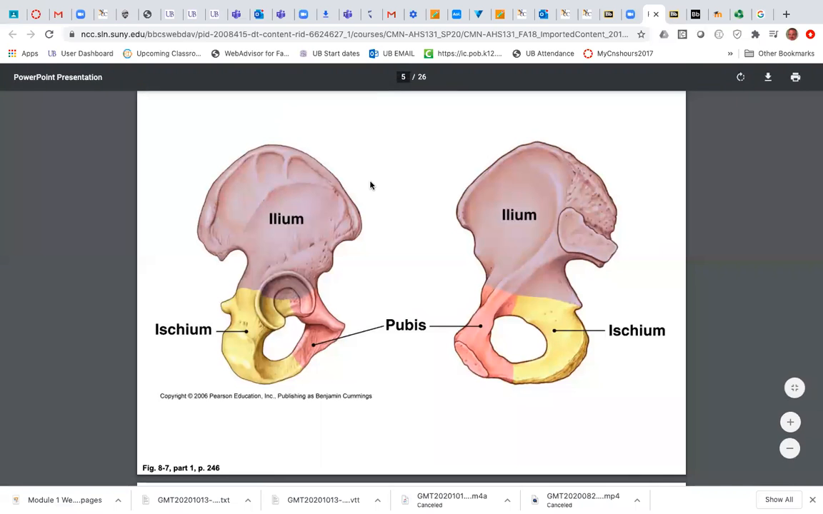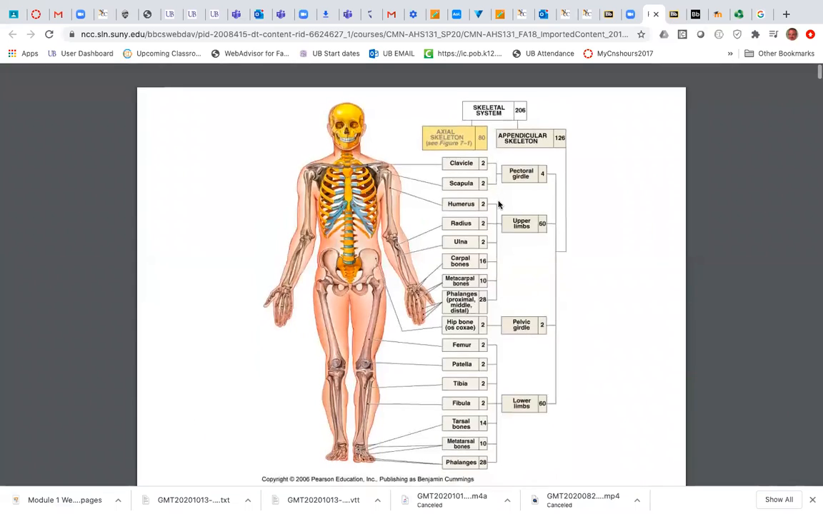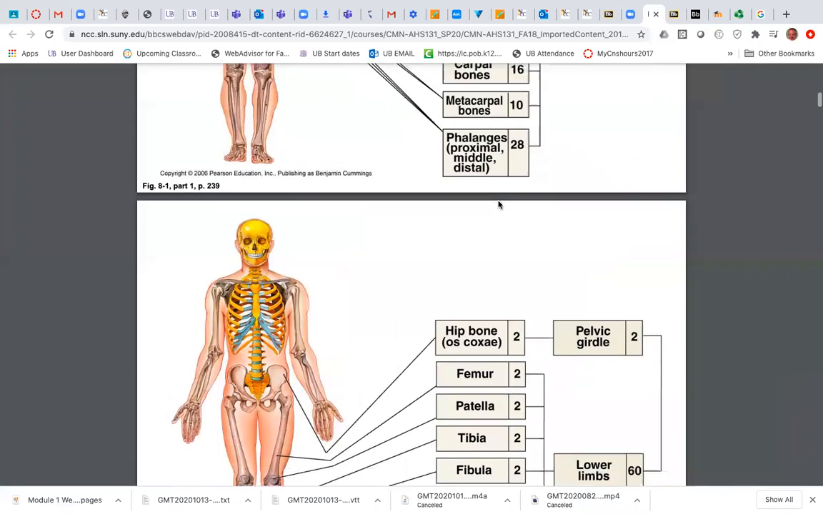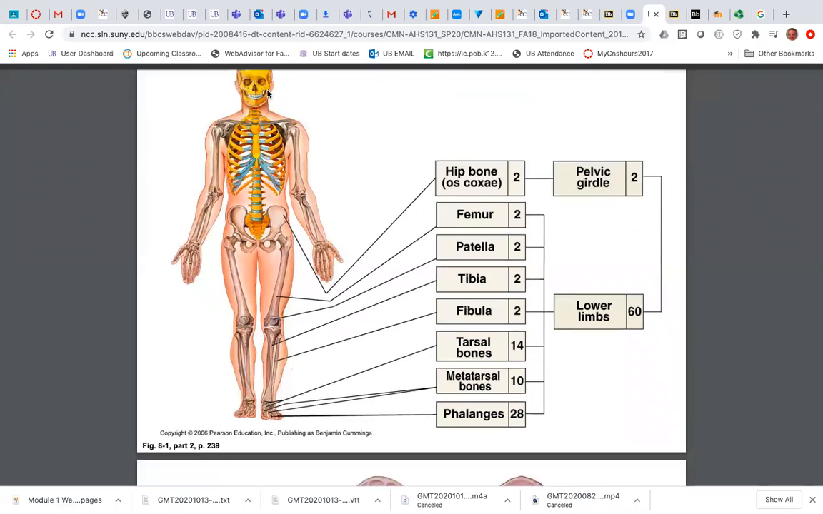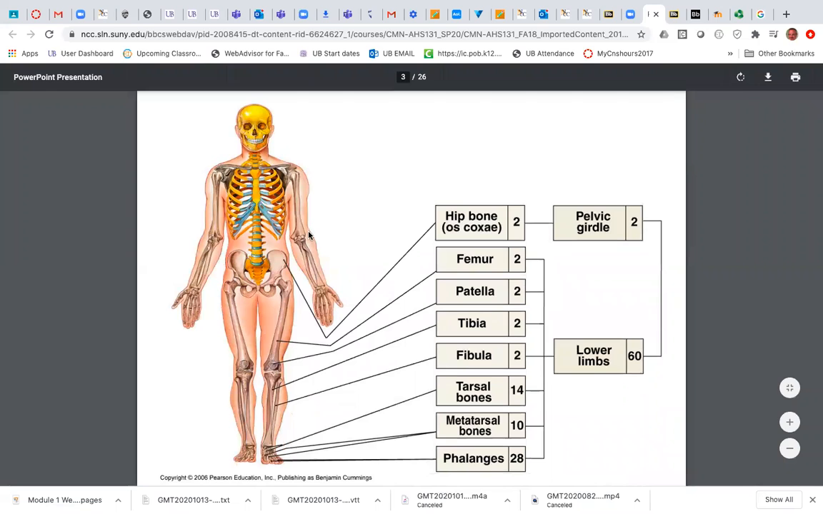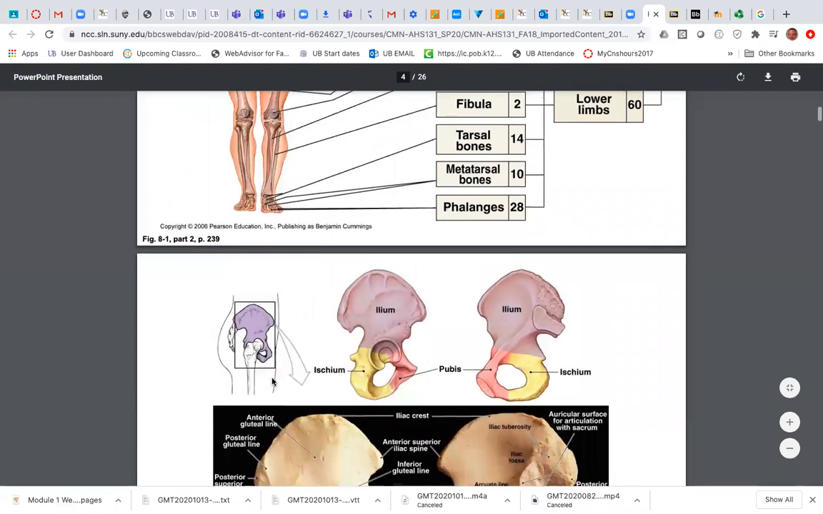Perfect. Okay, so this is a PowerPoint that I added a few days ago. It kind of goes along with the similar one that we covered last week when we did the axial skeleton, which is everything here that we see highlighted in the center. Last week we also did the upper extremity. Today we're going to be looking at the hip bones. Most people refer to it as the pelvis, and we're going to work our way down to the foot.